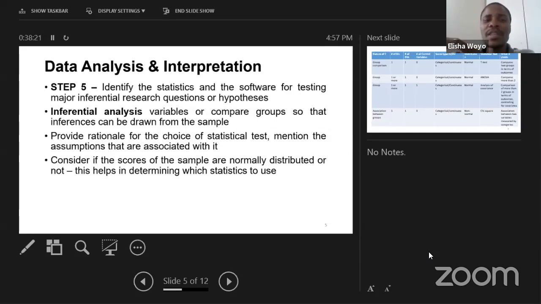And you must also consider whether the scores in your sample are normally distributed or not, because this influences the kind of statistic that you are supposed to use and not to use. And most of the time, for example when people are running correlations, they use Spearman's rank correlation wrongly when their data is actually normally distributed, because it's not the correct tool for normally distributed data.